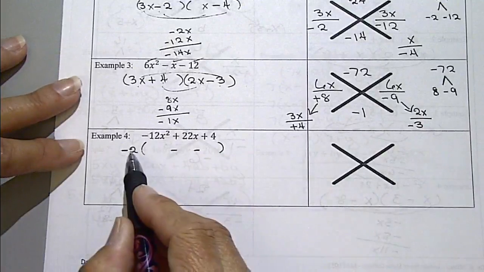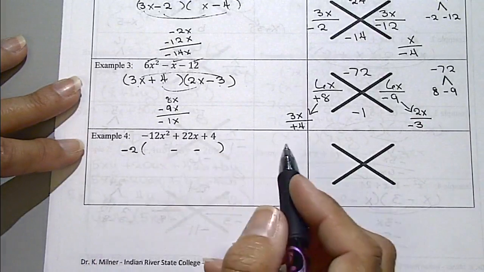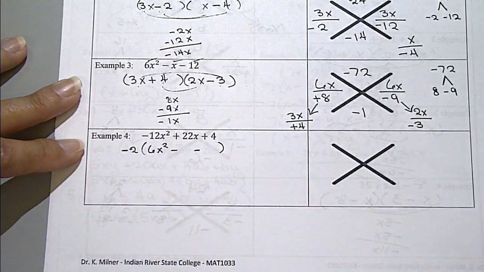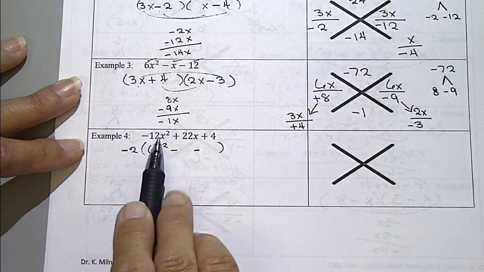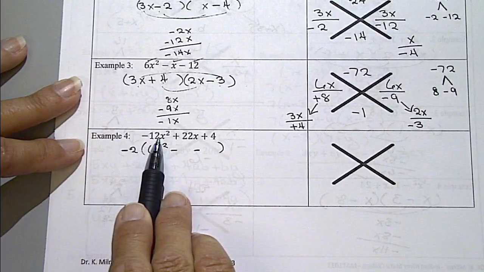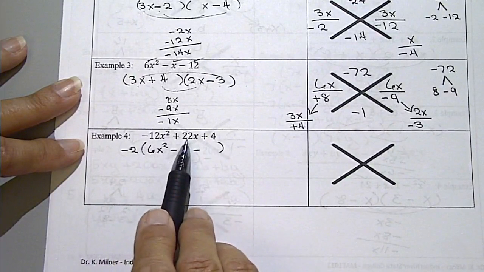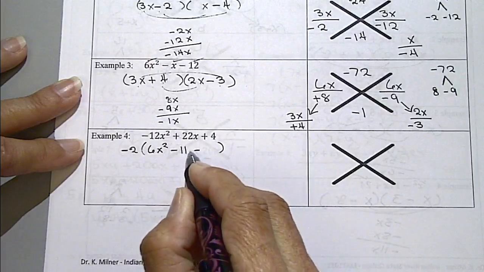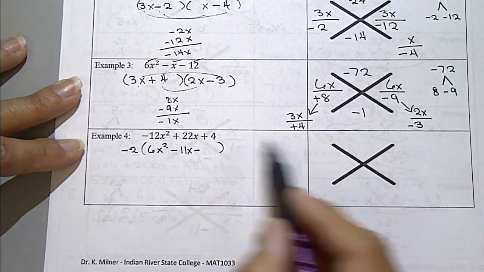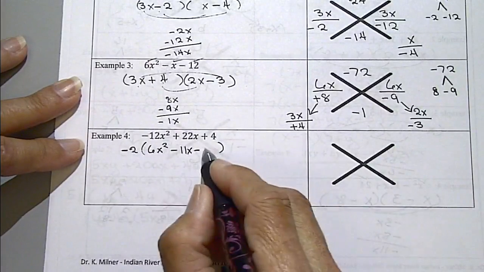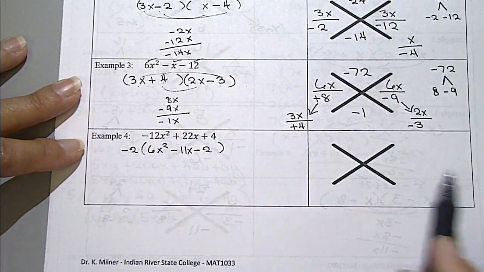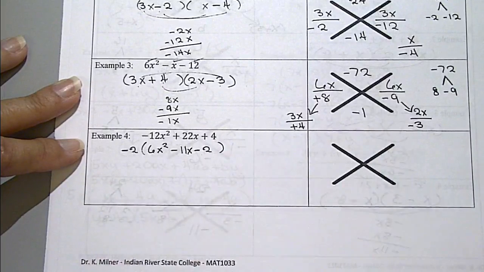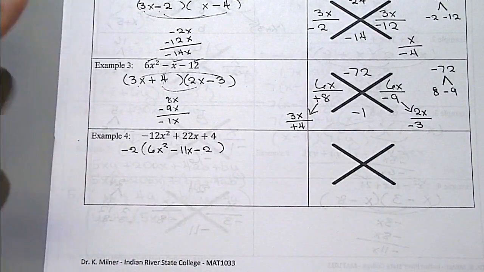All right, so I'm factoring out a 2. 2 times what to get back to 12x squared? Well, 6x squared, right? Look and check it. Negative 2 times 6x squared gives me a negative 12x squared. You could say division if you wanted. I could say 22 divided by negative 2 gives me a negative 11x, right? I could say 4 divided by negative 2 gives me a negative 2. Or I can look at it the other way. I can say what multiplied times negative 2 would I use to get back to a 4, okay? Whatever helps you to do that.